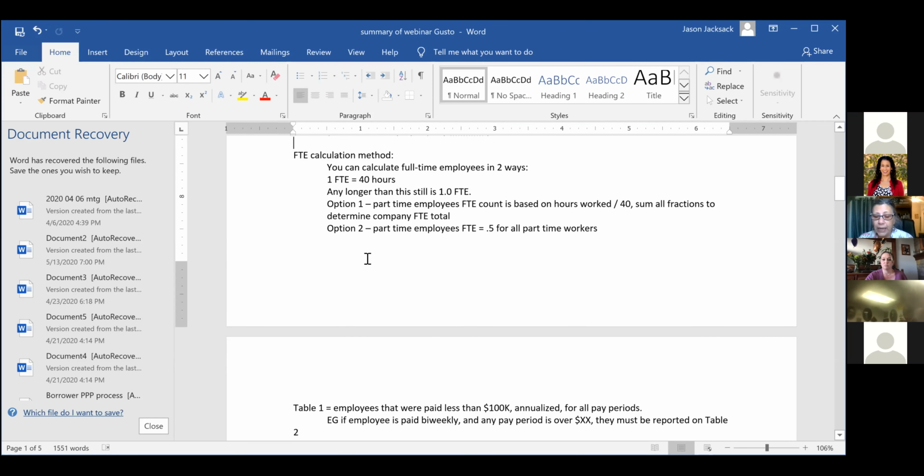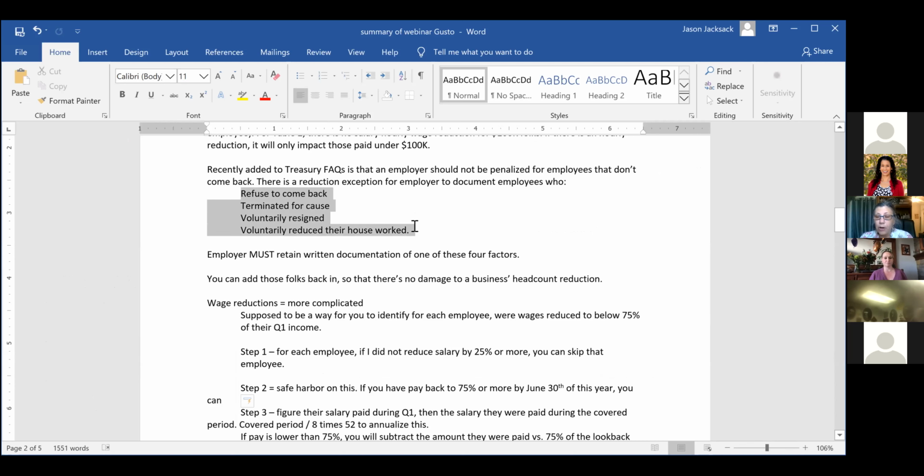Now, the look-back period, I'm going to go back to that, is from between February 15th, 2020 and April 26th, 2020. That's what they're looking at as the look-back period.